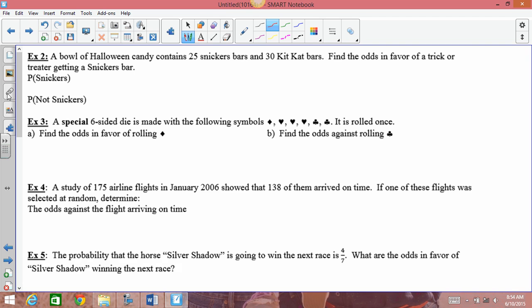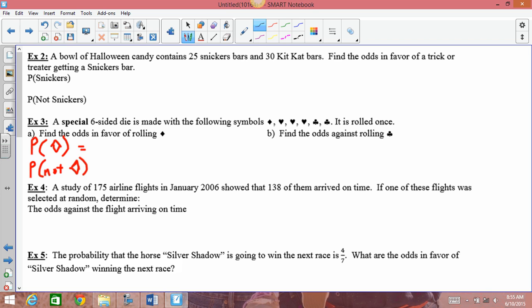Let's look at example 3. I'm just going to do part A. A special 6-sided die has the following symbols on it: a diamond, 3 hearts, and 2 clubs. It's rolled 1 time. Find the odds in favor of you rolling a diamond. So remember, I need the probability that this event happens, so the probability that I roll a diamond, and then I need the probability that it doesn't happen, so not a diamond.